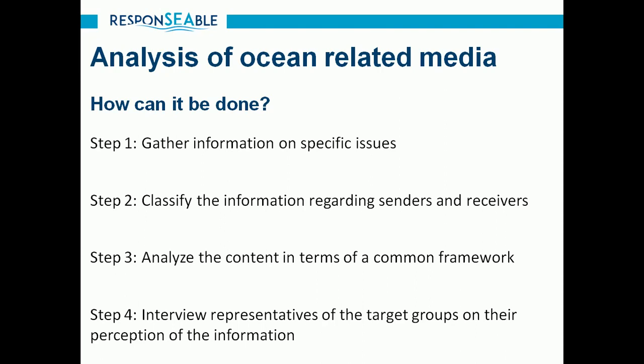How can it be done? In Responsible, we are following 4 steps. Step 1 is to gather information on specific issues. Step 2 is to classify the information regarding senders and receivers. Step 3 is to analyze the content in terms of a common framework. And then step 4 is to interview representatives of the target groups on their perception of the information.